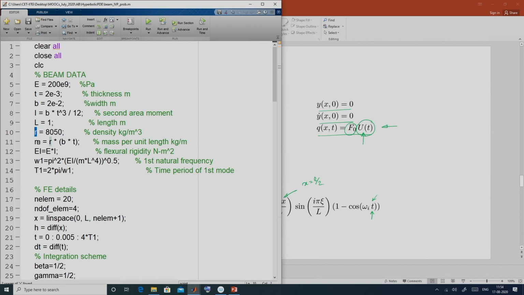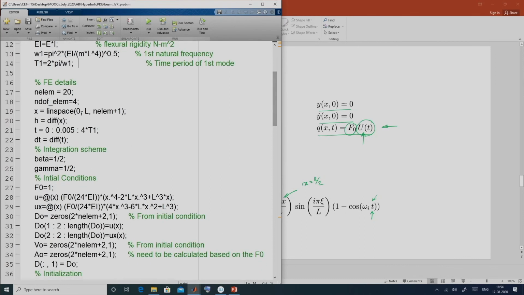So, from there we calculated the mass per unit length of the beam, because that is also involved in the right hand side. Then we calculated the flexural rigidity. This is the first natural frequency, and I have obtained the corresponding time period, because I have simulated it for some multiple of the time period.